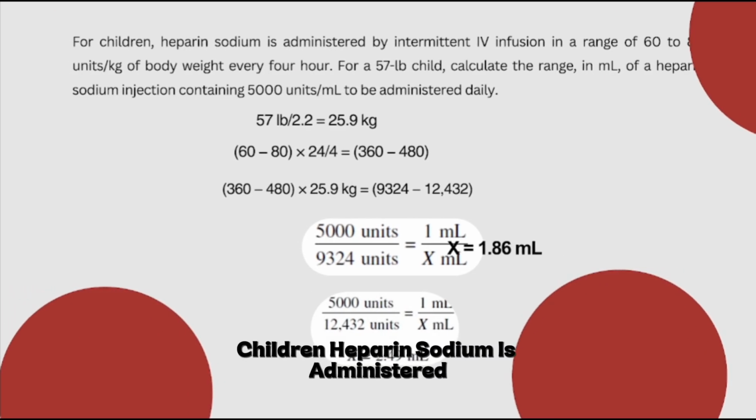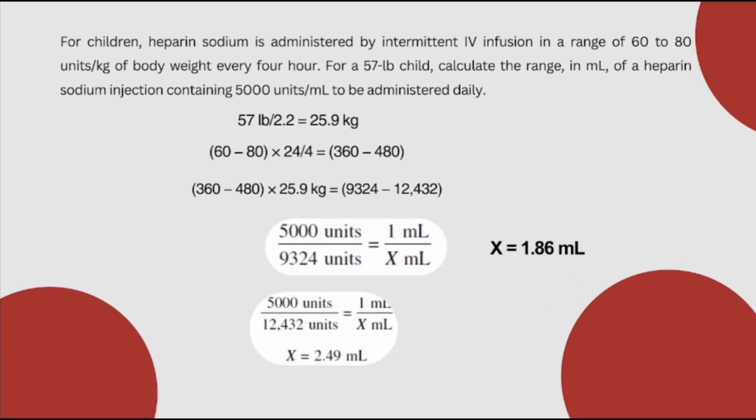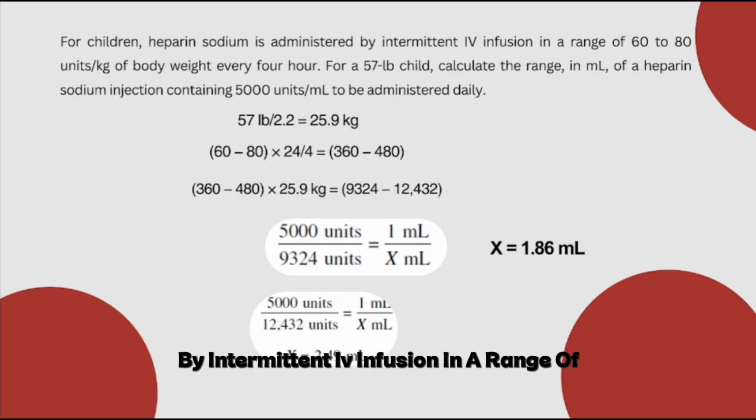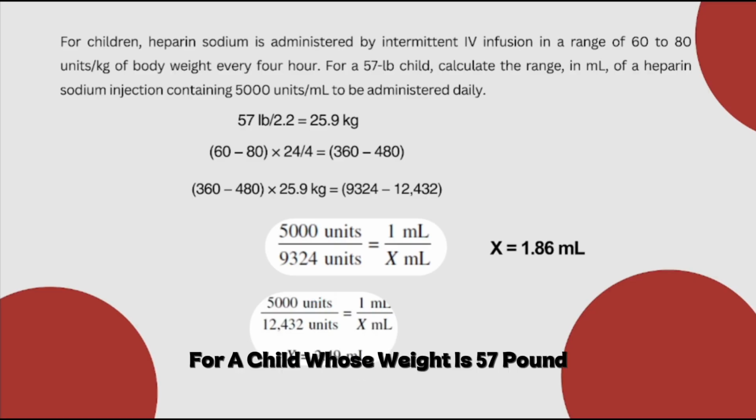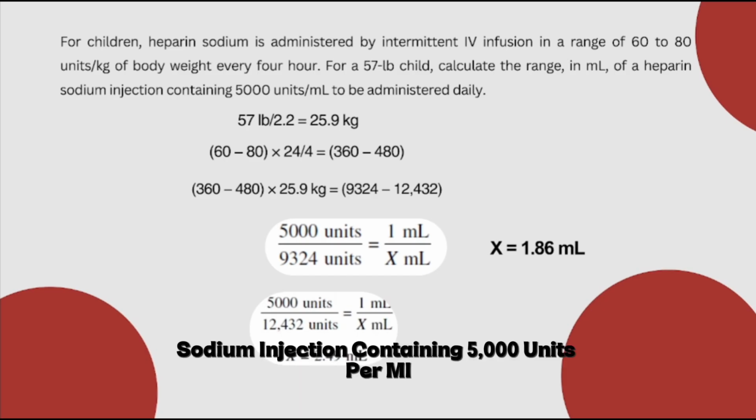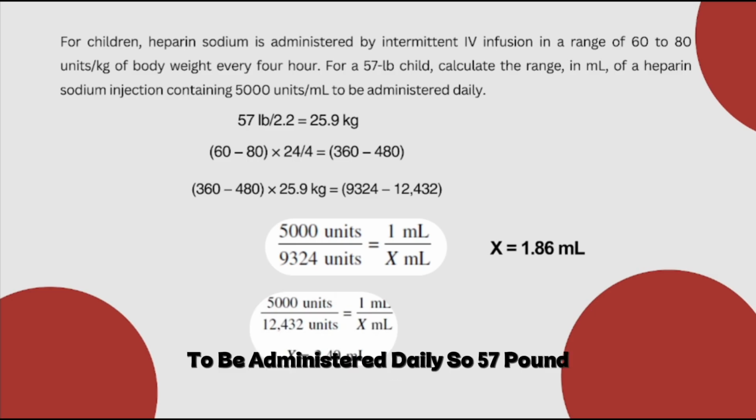For children, heparin sodium is administered by intermittent IV infusion in a range of 60 to 80 units per kg of the body weight every 4 hours. For a child whose weight is 57 pounds, calculate the range in ml of heparin sodium injection containing 5000 units per ml to be administered daily.